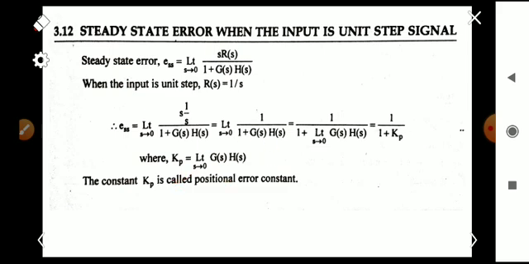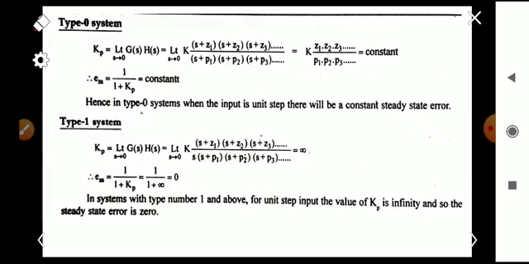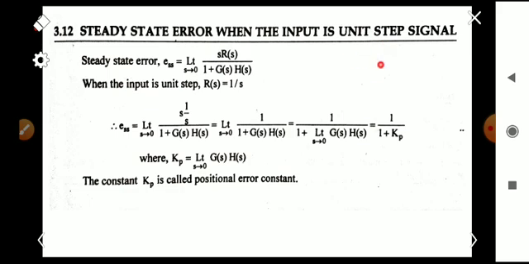And we know that already in the previous slides we have found that a type 0 system will have a constant steady state error when the input is a step signal. So that we are going to check here. For a type 0 system, we are taking an example and we are going to find the Kp first. Because the input is a unit step, ESS will be equal to 1 by 1 plus Kp. For finding the ESS, we must know the value of Kp.